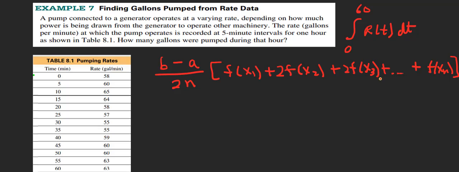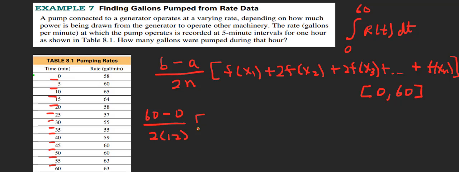So what is our a? Our a is 0, and our b is 60. So we're going from 0 to 60. Now, what is our number of trapezoids? It says 5-minute intervals. To find n, from 0 to 5 is 1, 5 to 10 is 2, 10 to 15 is 3, and so forth. You get 1, 2, 3, 4, 5, 6, 7, 8, 9, 10, 11, 12. So n represents 12. So the setup will be 60 minus 0 over 2 times 12.